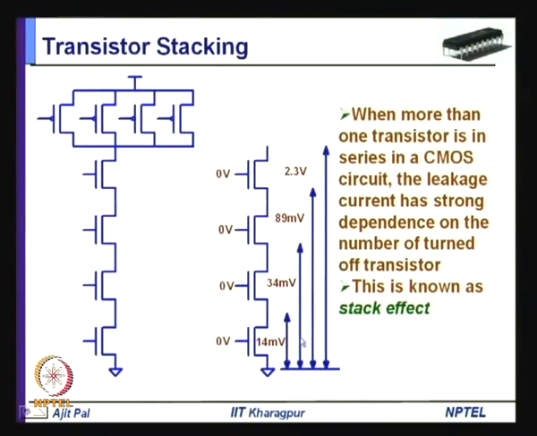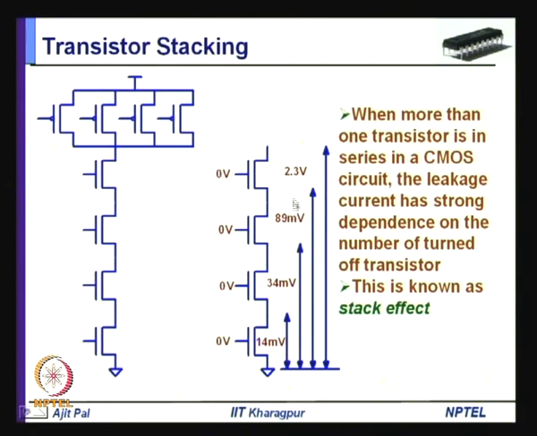As you know, there are different types of leakage currents like subthreshold leakage current, which flows even when the input voltage is 0 or less than the threshold voltage. So, this is known as subthreshold leakage current, and because of the flow of subthreshold leakage current, there will be a small drop across these transistors. The drop will not be much, but you can see 14 millivolt is across the first transistor, which is connected to the ground, then 34 millivolt between the drain of the second transistor and ground, then 89 millivolt from the drain of the third transistor to ground, and 2.3 volt from the drain of the fourth transistor to ground.